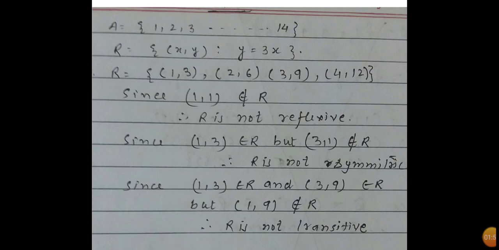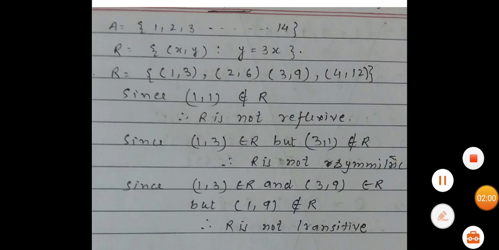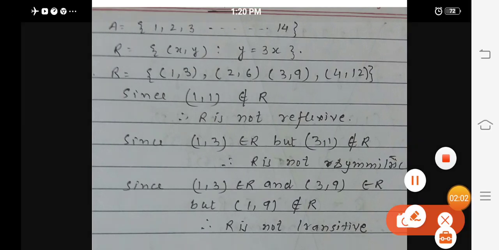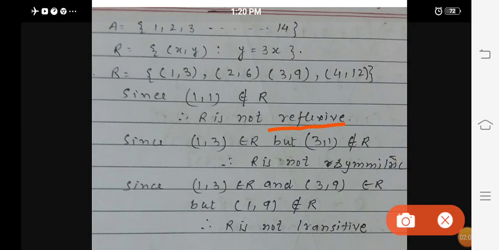What we see is that we do not have the ordered pair (1, 1) in the given relation. It means R is not reflexive. Now (1, 3) belongs to R, but (3, 1) doesn't belong to R. It means R is not symmetric.